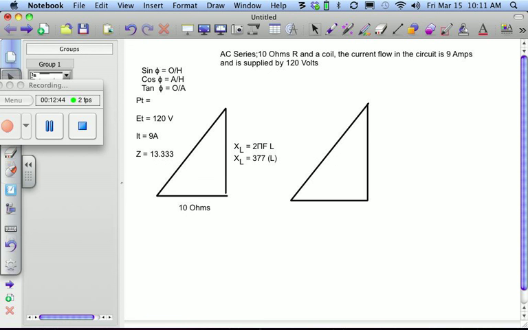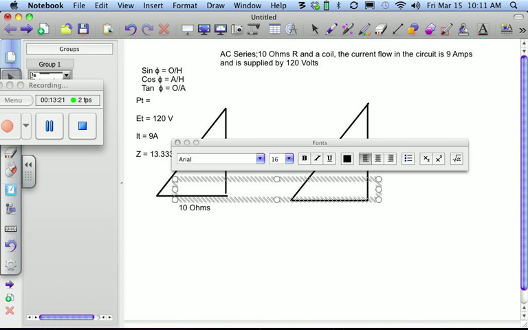So if I've got my total impedance and I've got my resistance, what function do I have? That's the cosine, right? This is the side adjacent. This is the hypotenuse. So if I just say second function cosine, what angle has this A over H, right? 10 divided by 13.333. I find that it's 41.409 degrees.